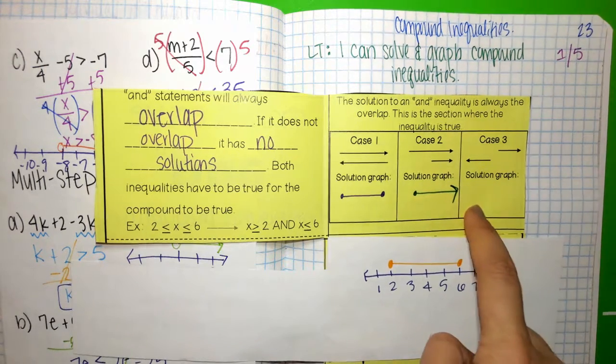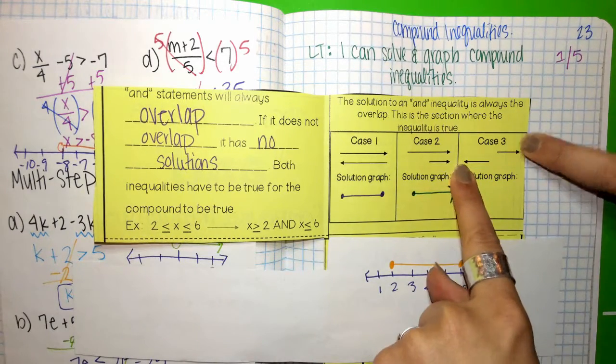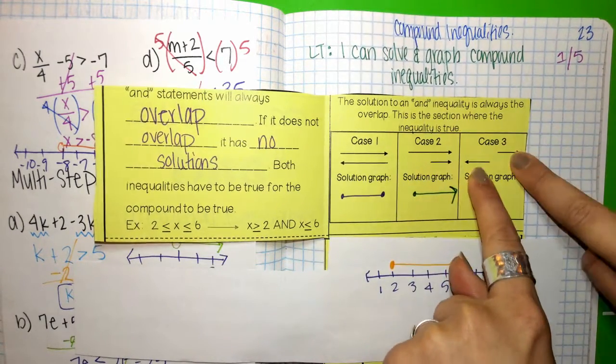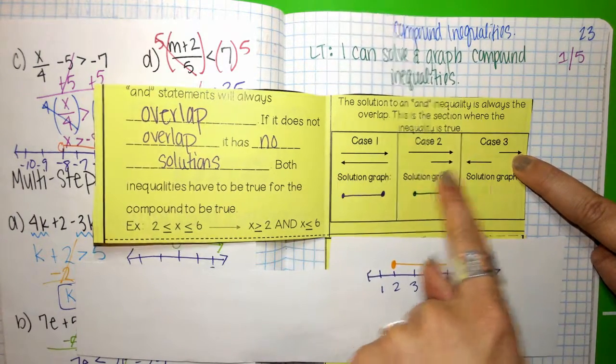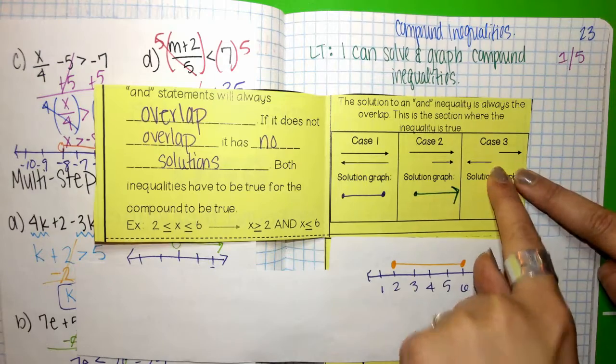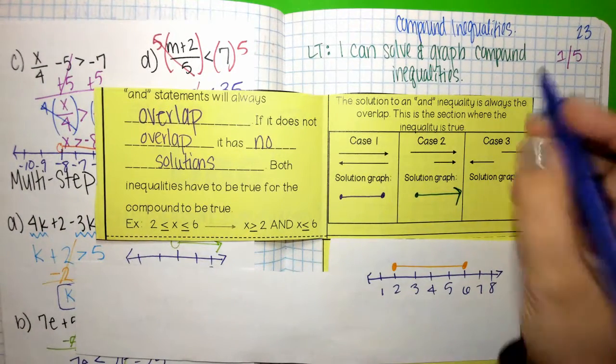And then this guy right here would be a no solution. So if they're going opposite ways like this, do you see how one is greater than and one is less than, and they don't overlap? So here we overlap, here we overlap, here we don't overlap. What did it say if it does not overlap? No solution.